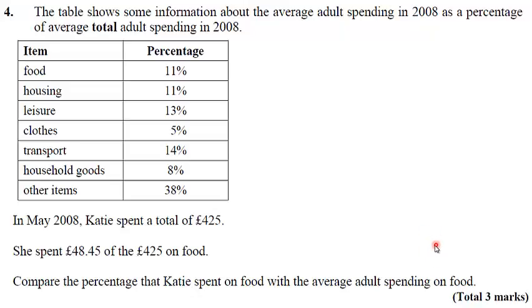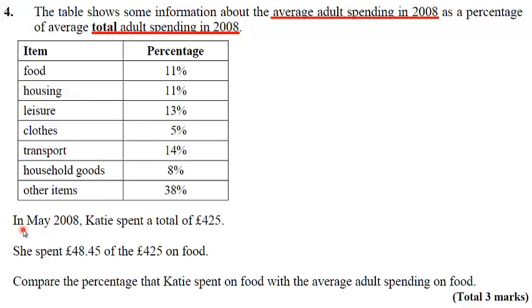Okay, in this question it says the table shows information about the average adult spending in 2008 as a percentage of average total adult spending in 2008. So in both cases you're dealing with a year. It's adult spending, so average adult spending in 2008 as a percentage of total adult spending, so everything that people spend. So we have items, so food, 11% is spent on food, housing, 11% on housing, leisure, 13%, and so on. So read the table, think about what it means, and make sure you have a good understanding as you progress in the question.